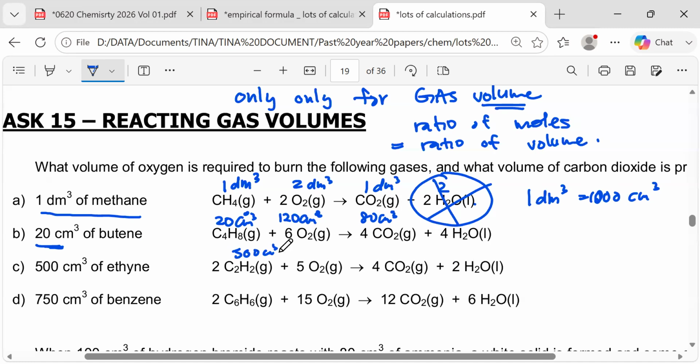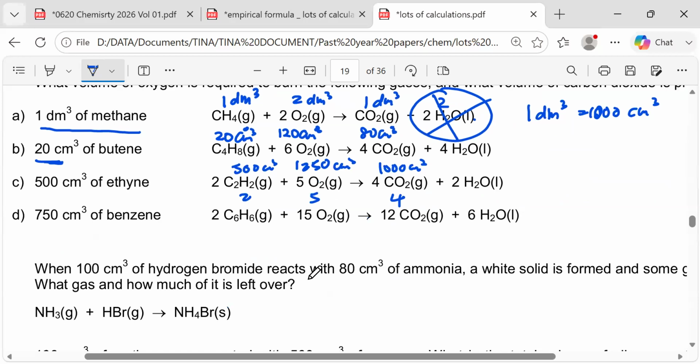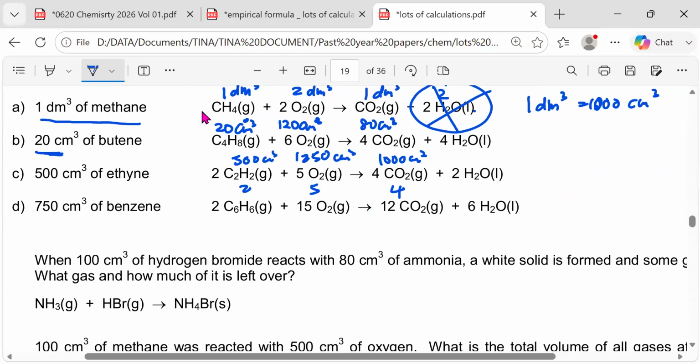How do you do this? You take 500 times 5 divided by 2. How much do you get? 1,125 centimeter cube. Correct? And this one is just 1000. So the ratio is 2 to 4. So you must times 5 divided by 2. Get it? 2500, is it? Correct? So, correct.